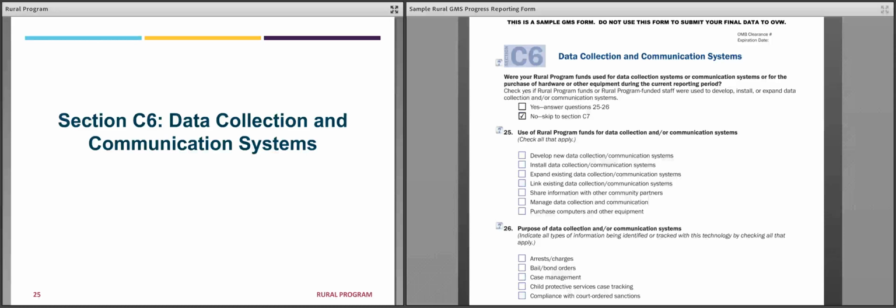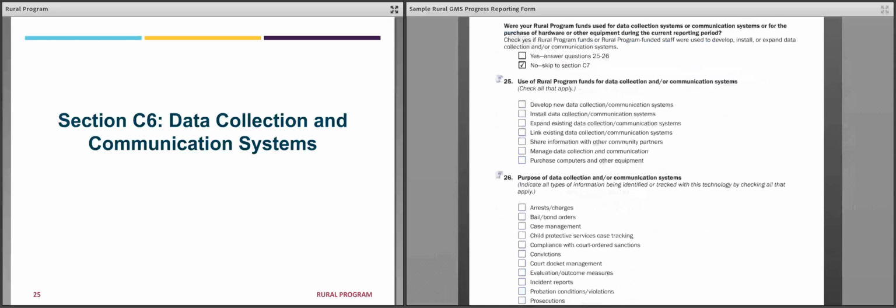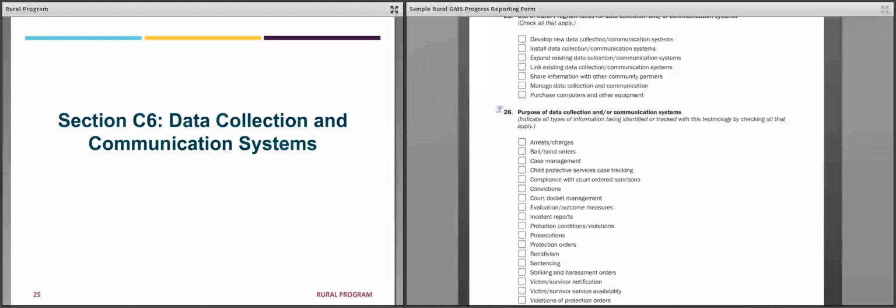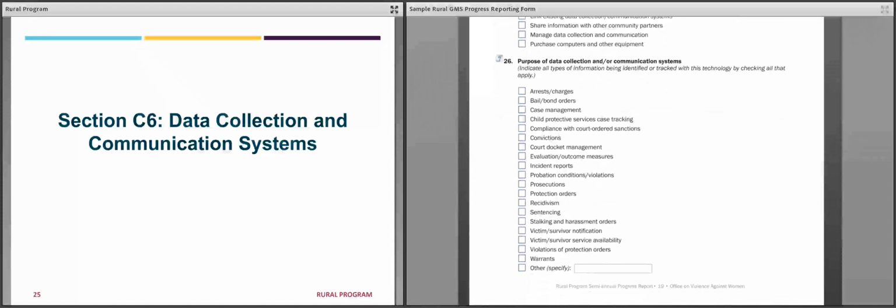If rural funds were used and you needed to answer questions 25 and 26, for question 25, you report the use of rural program funds for data collection and communication systems, and you go through the list and check all that apply. In question 26, you would indicate the purpose of data collection and or communication systems. And again, you would check all that apply. And if you use the other category, please be as specific as possible.